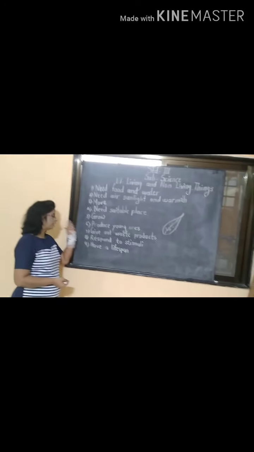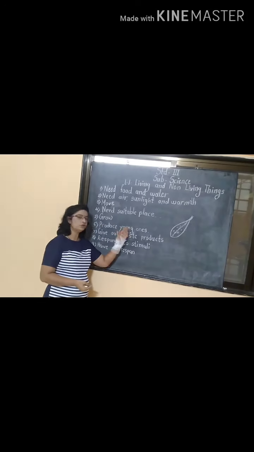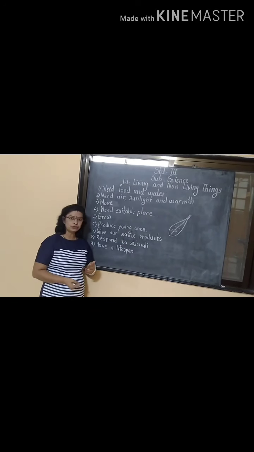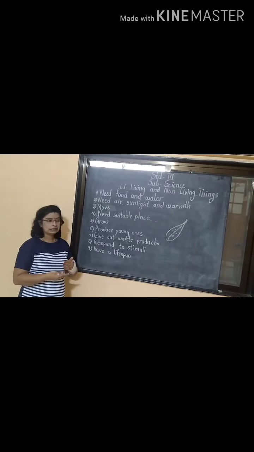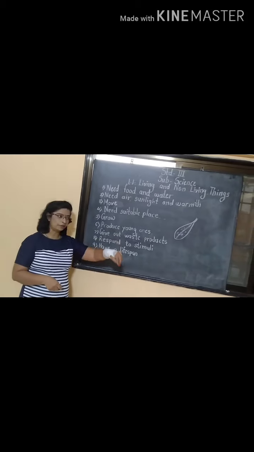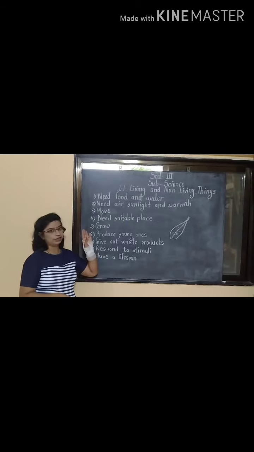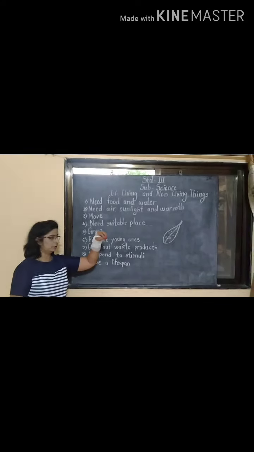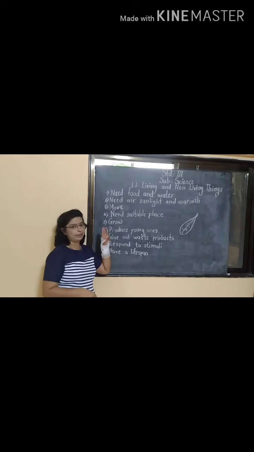Now the next point is living things produce young ones. Living things produce young ones means what? They produce young ones just like themselves. All characters are found similar. If you sow the mango seed, you will find the mango tree only. If you sow the mango seed, you don't get the apple tree.